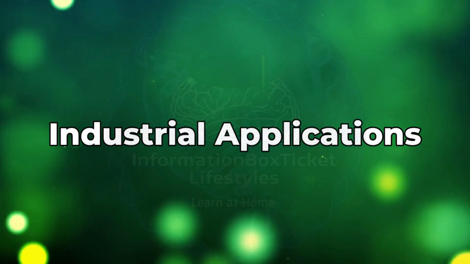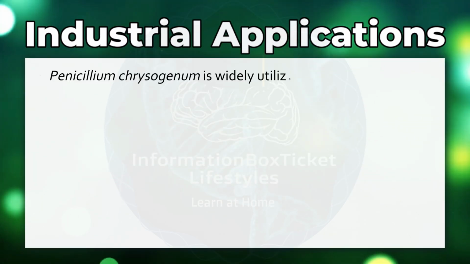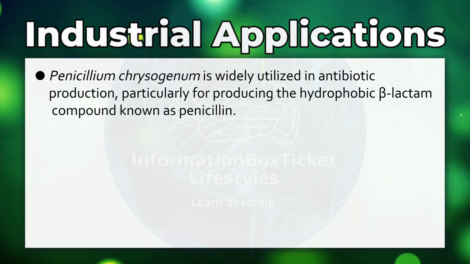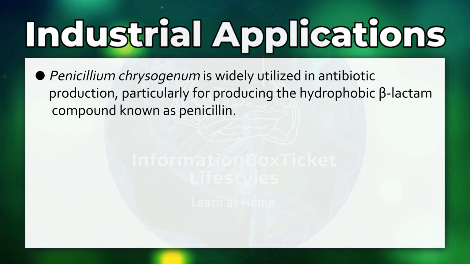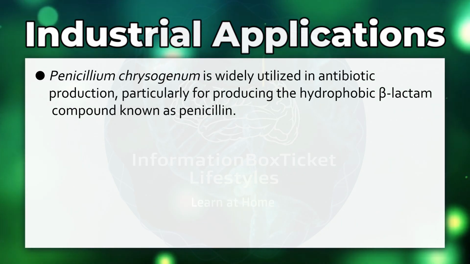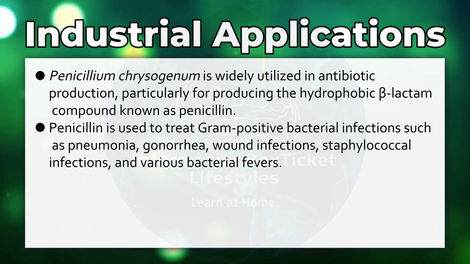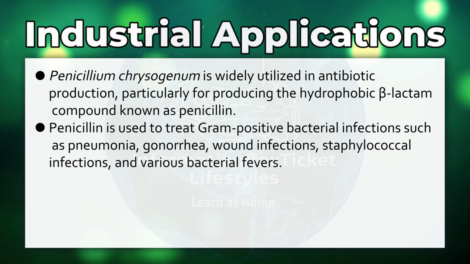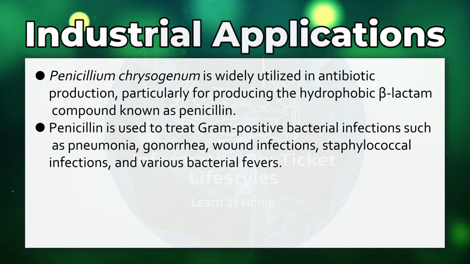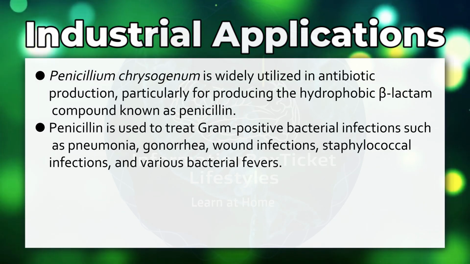Industrial applications of Penicillium chrysogenum. Penicillium chrysogenum is widely utilized in antibiotic production, particularly for producing the hydrophobic beta-lactam compound known as penicillin. Penicillin is used to treat gram-positive bacterial infections such as pneumonia, gonorrhea, wound infections, staphylococcal infections, and various bacterial fevers.